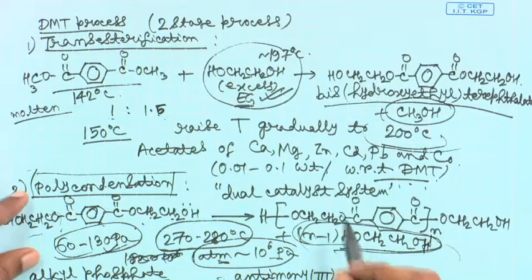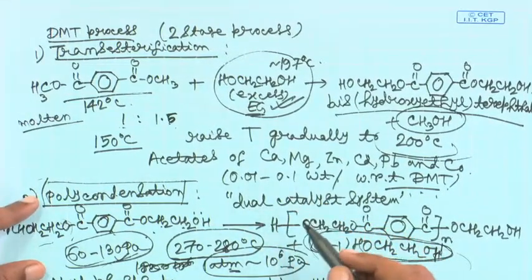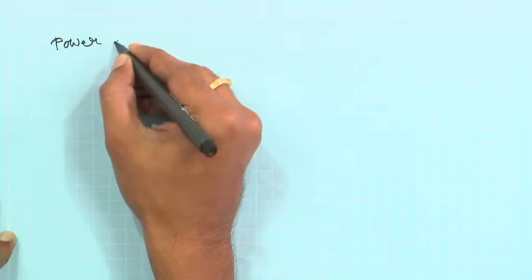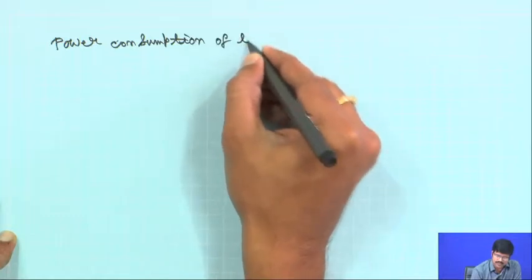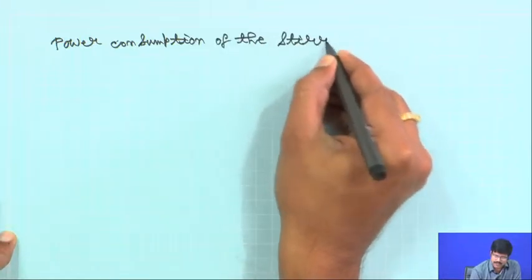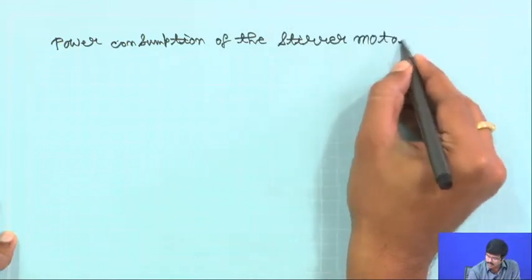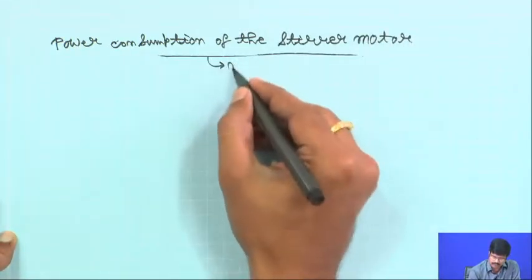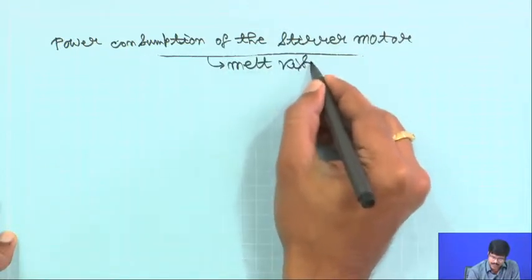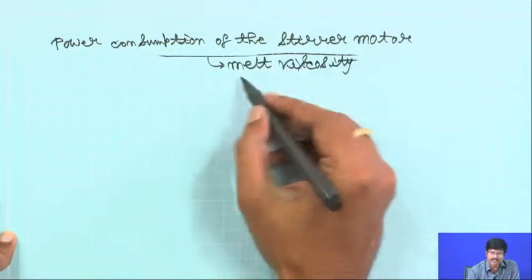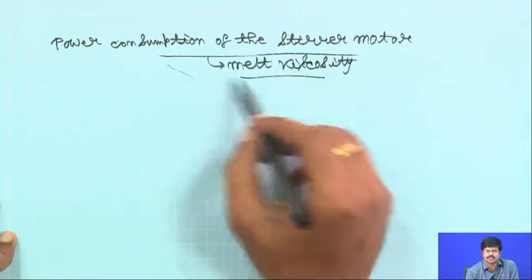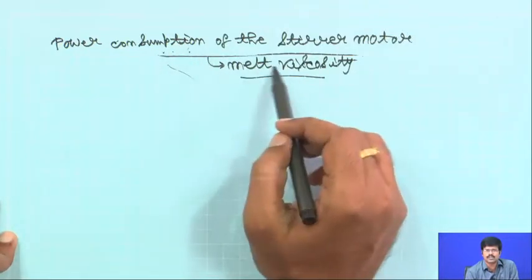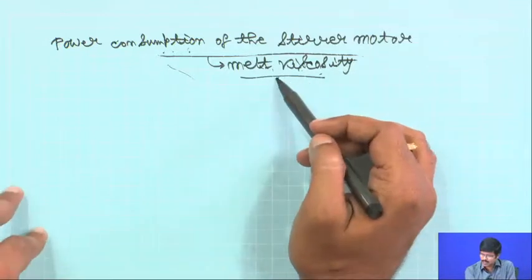Now, how do you know you have reached the desired melt viscosity? The power consumption of the stirrer motor will give you an adequate indication of the melt viscosity, because it will consume more and more power if the viscosity of the reaction mixture is increasing. So, there is a relation between the two, and from this power consumption data you can actually find out the melt viscosity, and when you have reached the desired melt viscosity you can stop it.